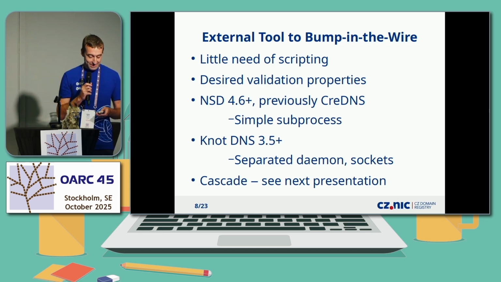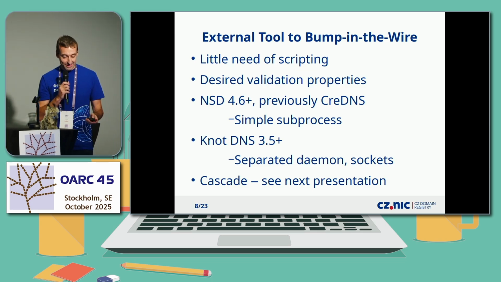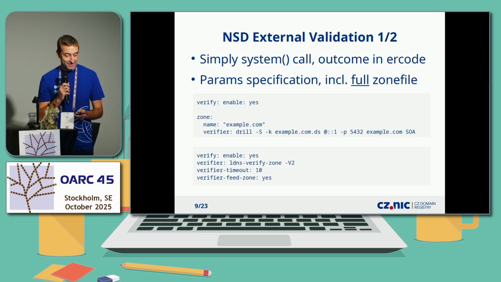So there are some available options for this. I will talk about them in more detail later. NSD, previously in the separate CRE-DNS project, but now part of NSD, uses a simple subprocess method. The newest version of Knot DNS relies on a separate validating daemon and mutual communication between the server and the validation script. And there also should be some cascade. Well, let's see the next presentation.